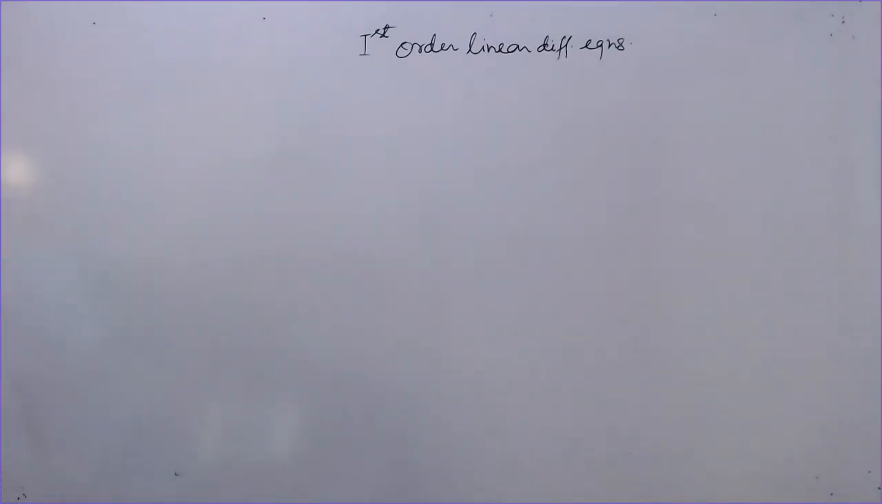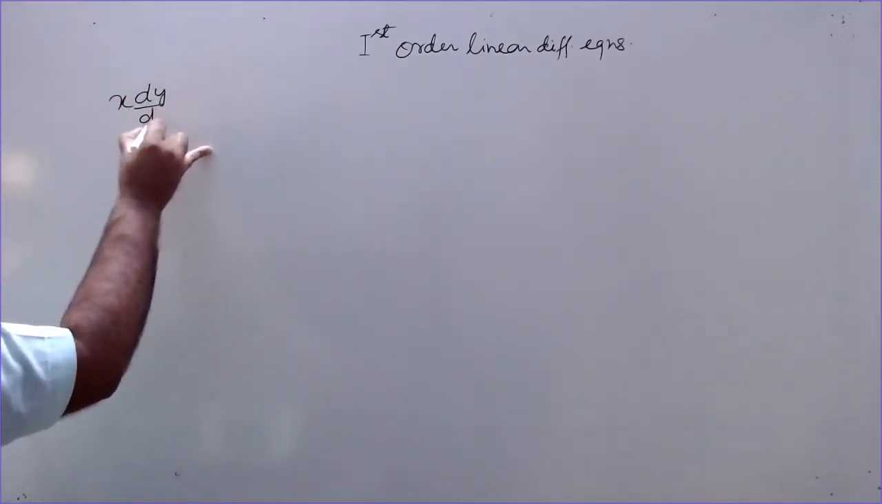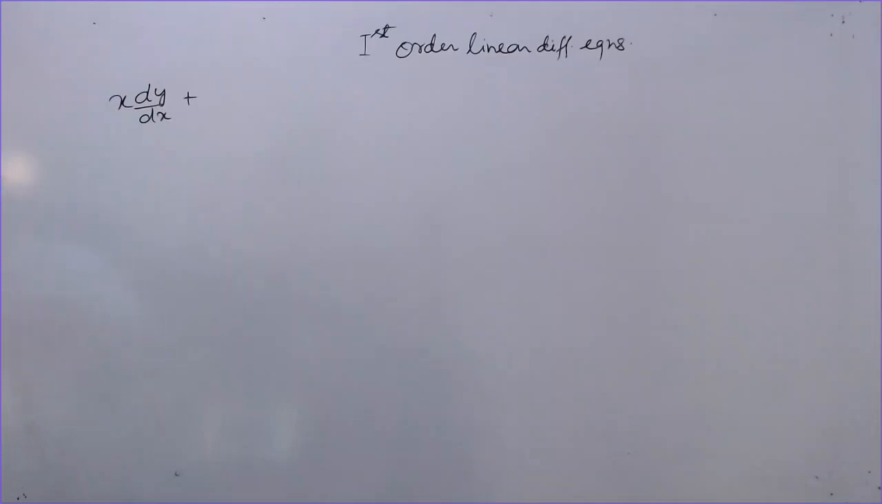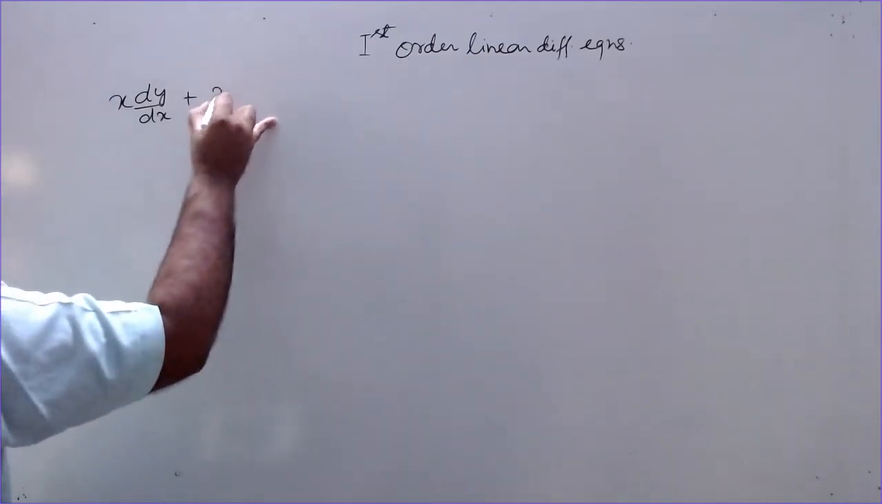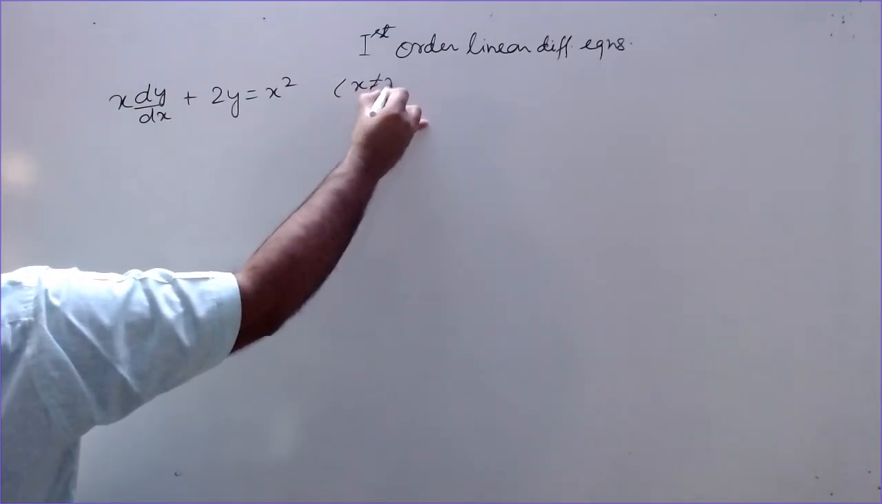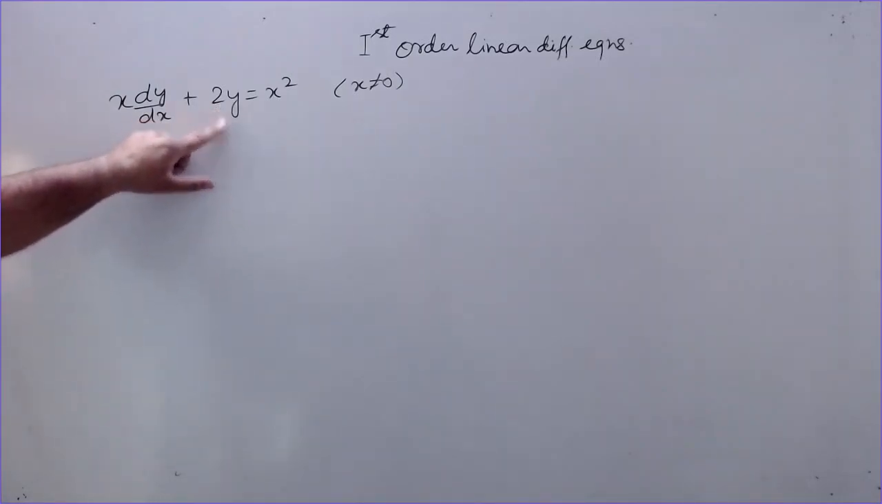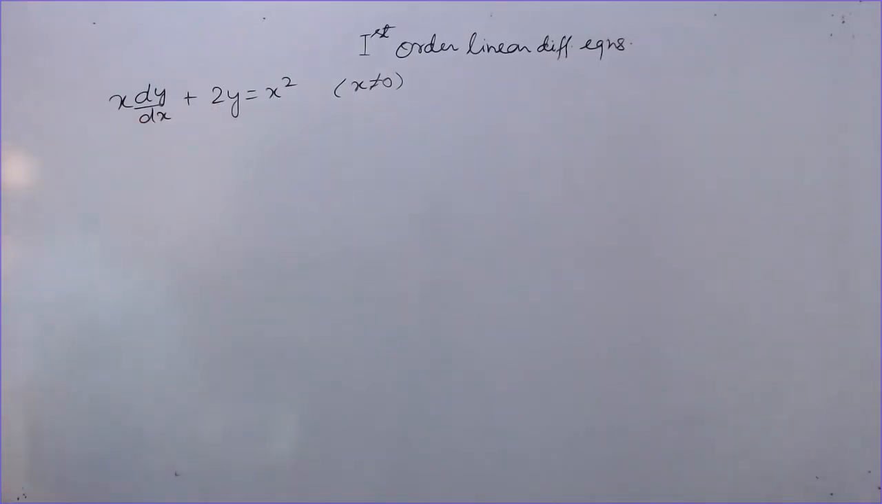The next question is, the equation is x dy by dx plus 2y is equal to x square, where x is not equal to 0. Why is it given that x is not equal to 0? If you divide by x here, this will be 2y by x, so it is not defined for x equal to 0.